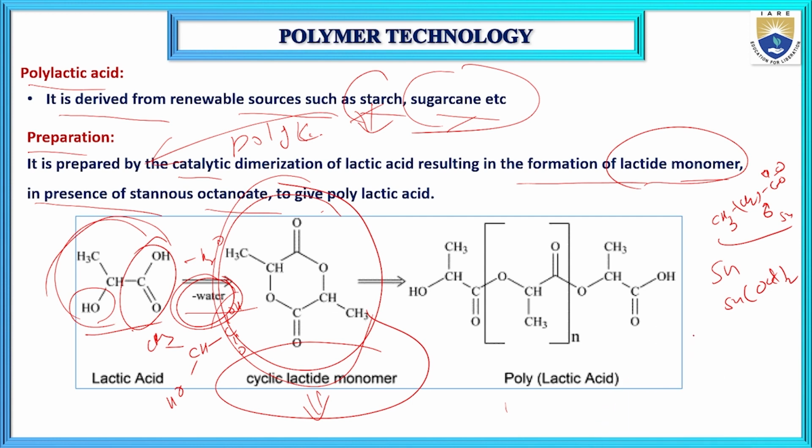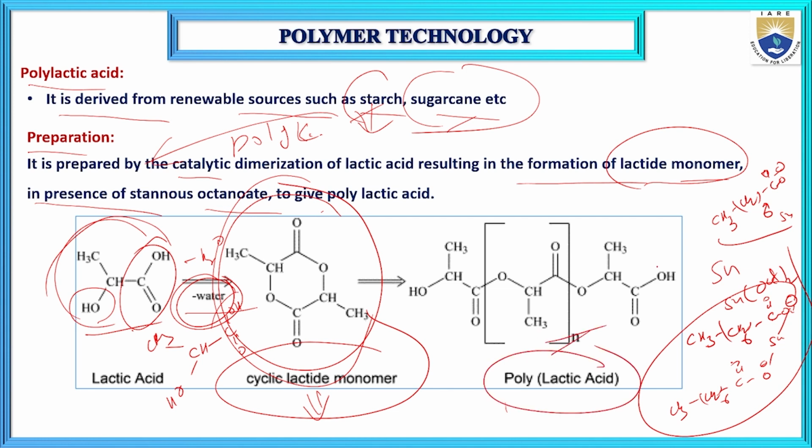What is the octanoate structure? CH3 (CH2)6 C double bond O minus: there are 8 carbons, so we call it octanoate, and because of the C double bond O minus, it is octanoate. The stannous reacts with two of these. This is the structure of stannous octanoate. In presence of this catalyst, the cyclic lactate monomer forms polylactic acid. This is the structure of polylactic acid.